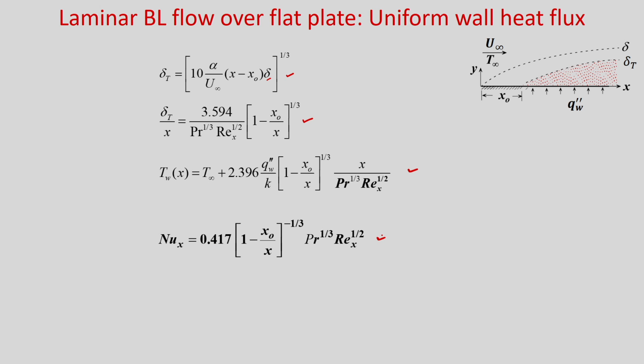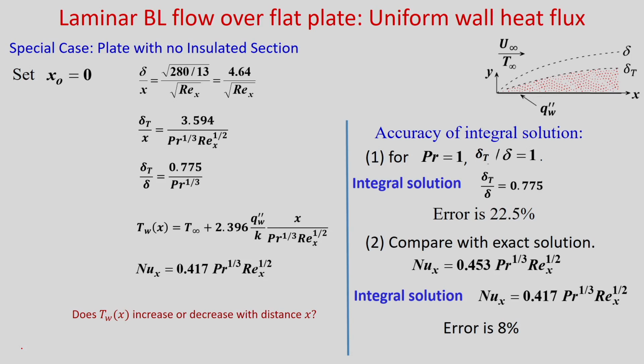Now, let us consider a special situation when there is no insulated region. Okay. So, that means x naught is equal to 0. So, in this expression you can see, if you put x naught is equal to 0, then you will get the expression for thermal boundary layer thickness, wall temperature variation, and local Nusselt number for the unheated region as 0. So, you can see in this particular case x naught is equal to 0. So, thermal boundary layer thickness and hydrodynamic boundary layer thickness start developing from x equal to 0.